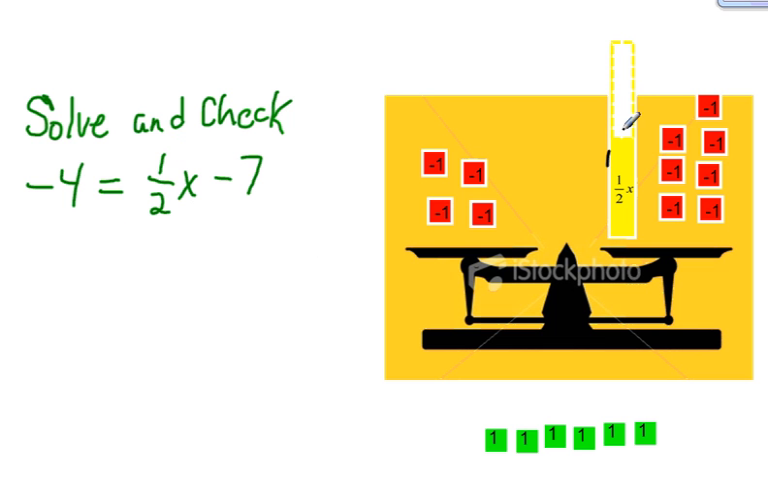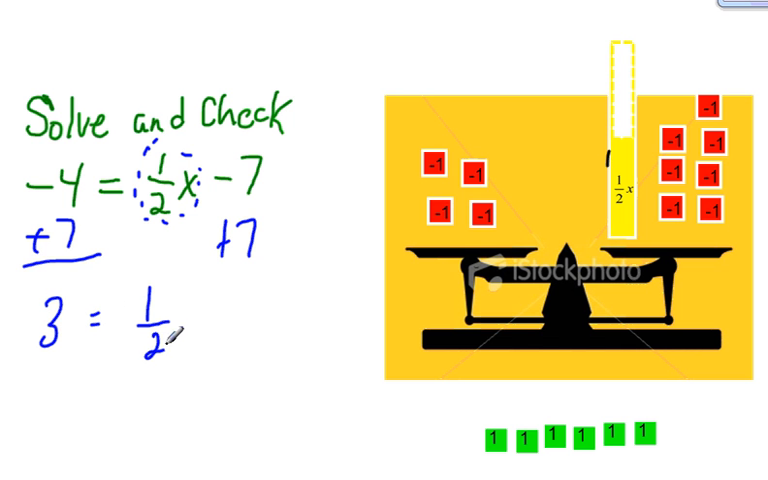But we're trying to find out what all of x is. So again, we're going to isolate this term with the variable, and you get negative 4. So what I'm going to do with that is add 7 to both sides. So negative 4 plus 7 is 3, and I have that all equal to 1/2 x. But I don't want to know 1/2 x, I want all of x. So I'm going to need to double that.